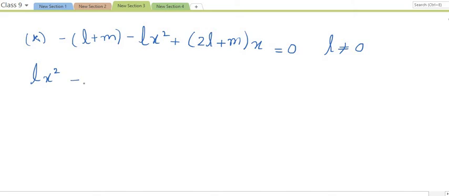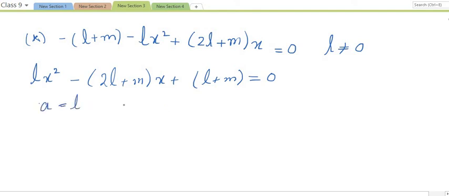This becomes l square x minus (2l plus m) x plus l plus m equals 0. Now what is a here? a is l, b is minus (2l plus m), and c is l plus m. Just put these in the formula.